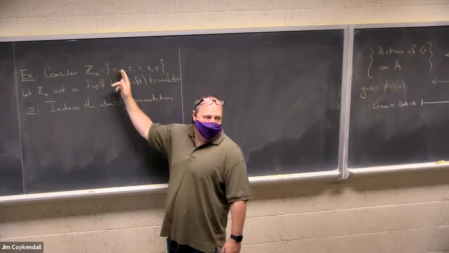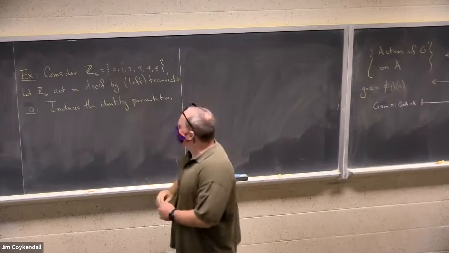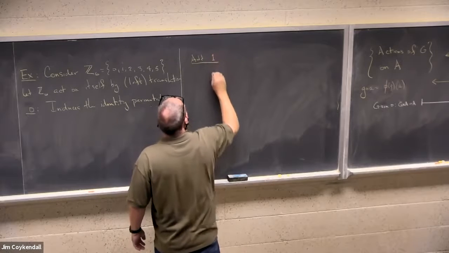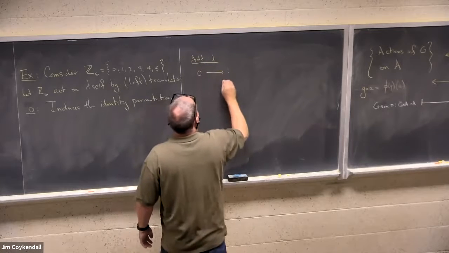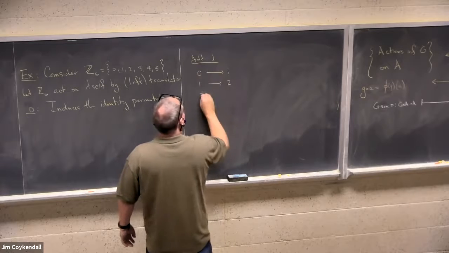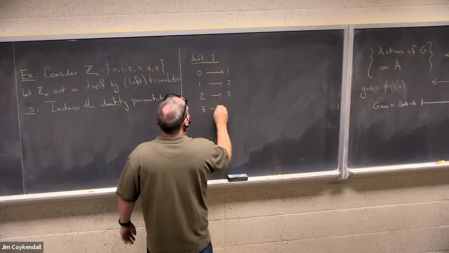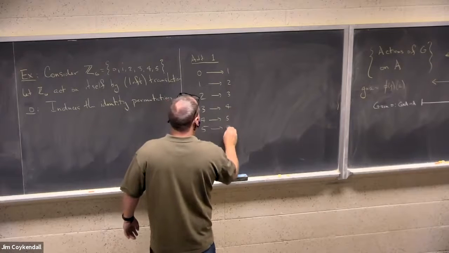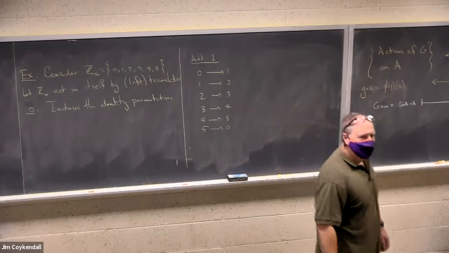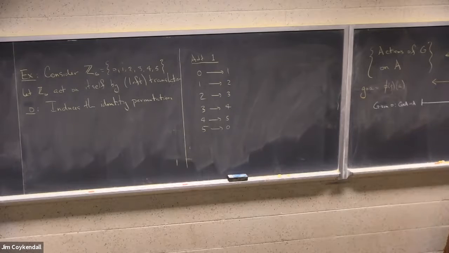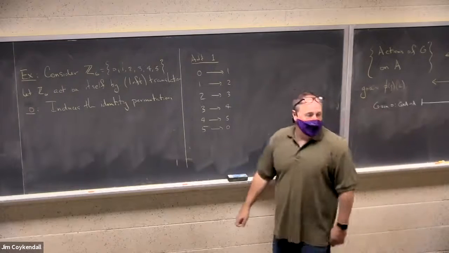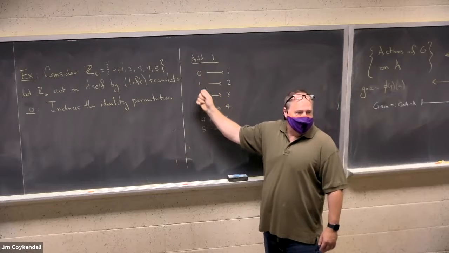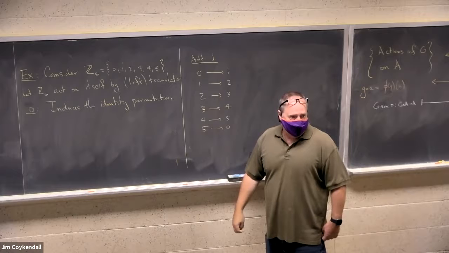So the permutation is 0 goes to 0, 1 goes to 1. But what happens when I add 1? Well, now 0 goes to 1, 1 goes to 2, 2 goes to 3, 3 goes to 4, 4 goes to 5, 5 goes to 0. Everybody see how that works? What I'm doing is I'm letting the group act on itself by adding 1. So 0 goes to 1, 1 goes to 2, and so forth.